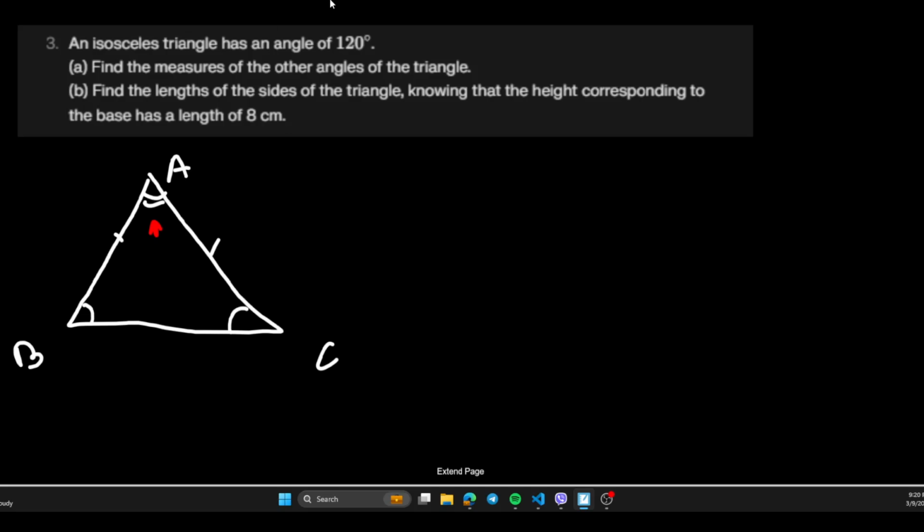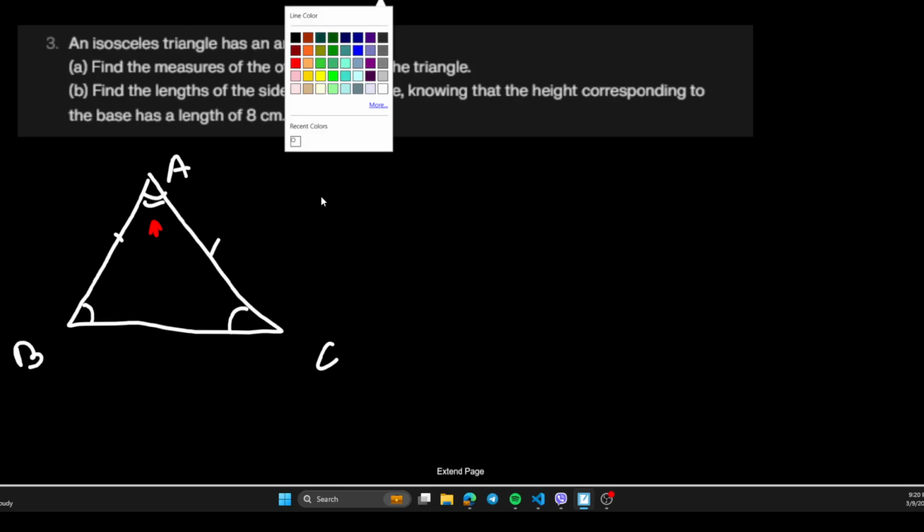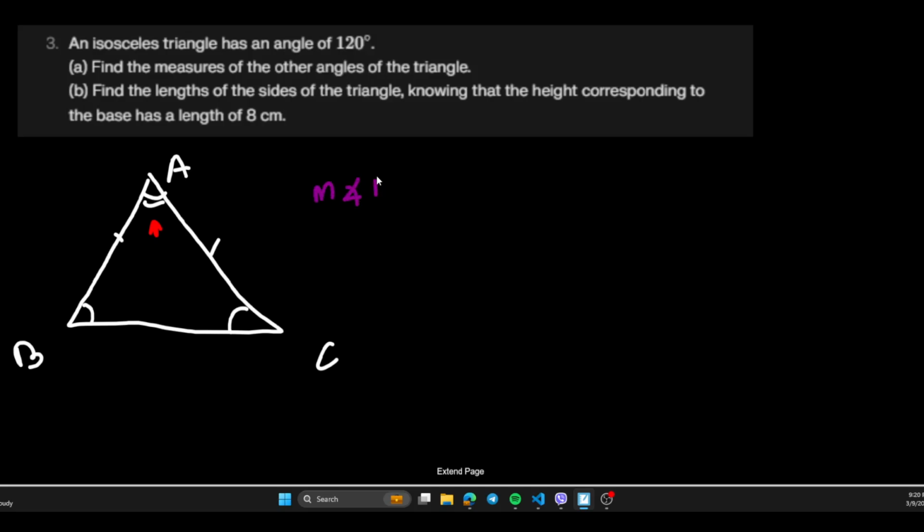The measure of angle B plus the measure of angle C is going to be 180 minus 120, which is 60. Now you know that B and C are equal, so it's 30. So the measure of angle B is going to be 30, and the measure of angle C is also going to be 30.